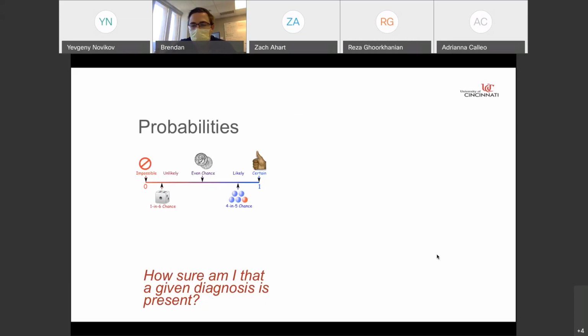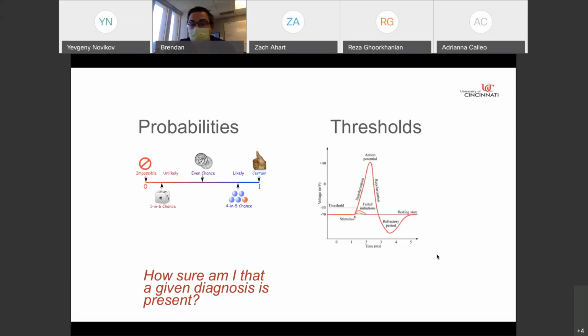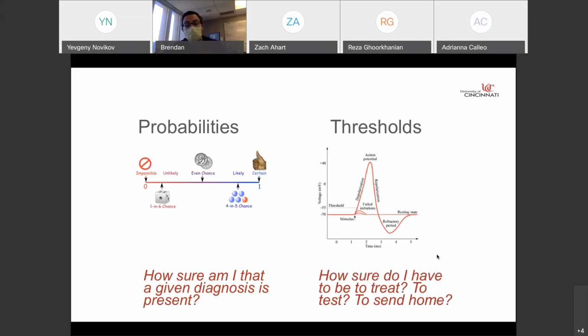And falling right in line with that is the issue of thresholds, which is really a question of how sure do I have to be to treat? How sure do I have to be to test this person further? Or how sure do I have to be they don't have it before I send them home? And so these are questions that we ask ourselves every day, but a lot of times we do it without looking into the actual data of why we're coming to the conclusions we have.